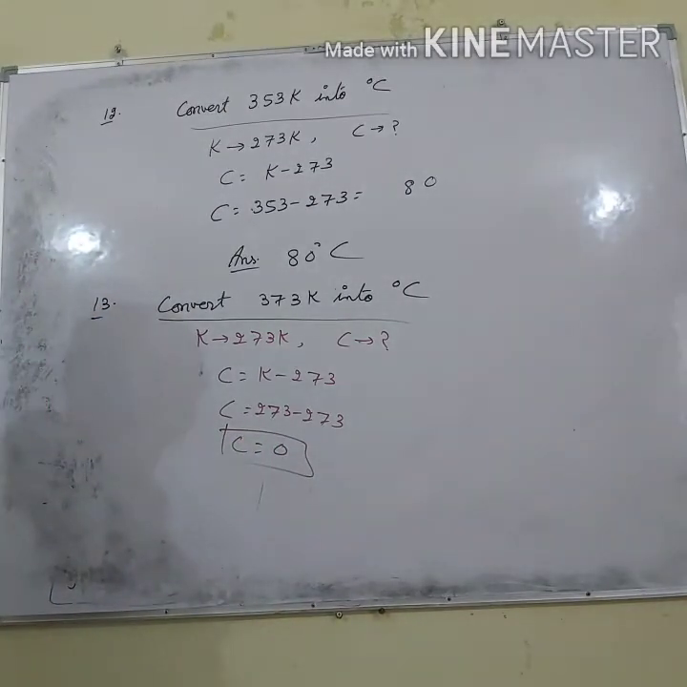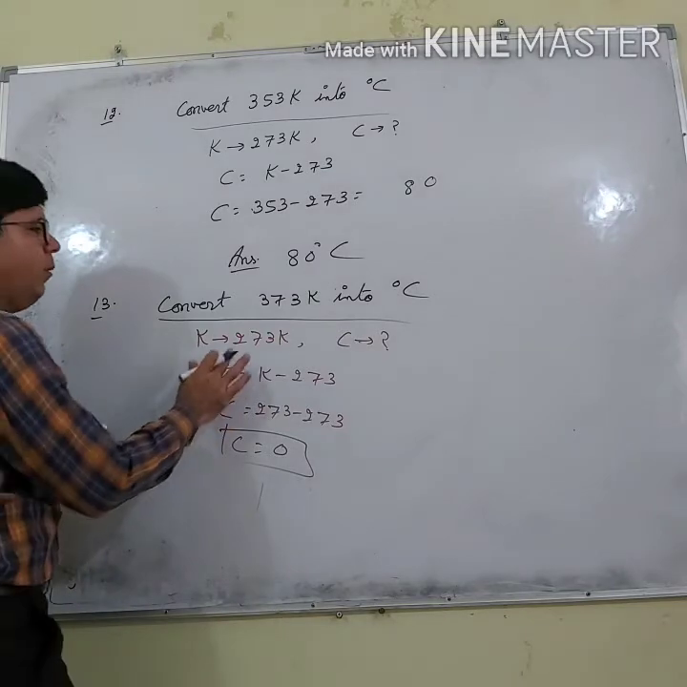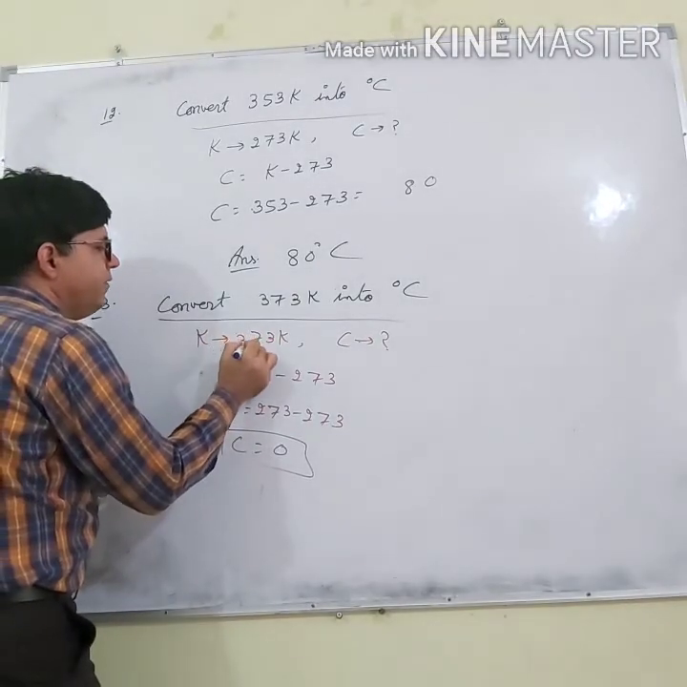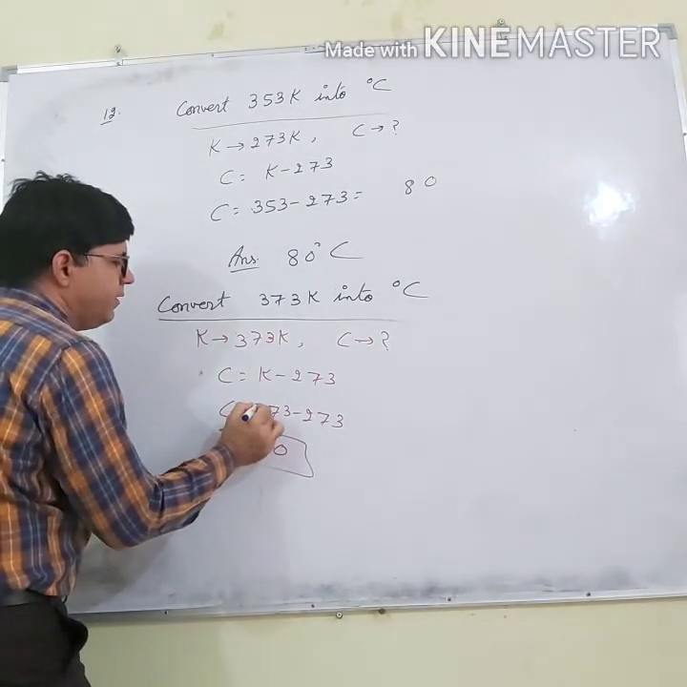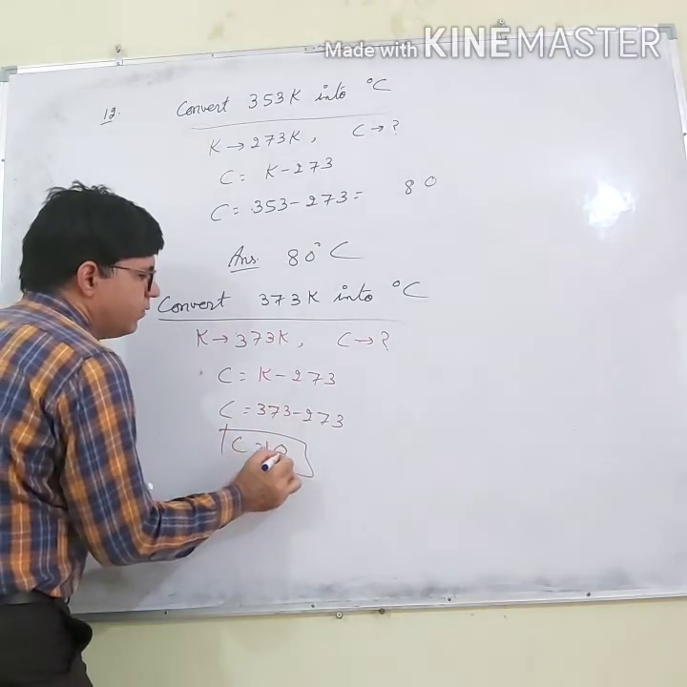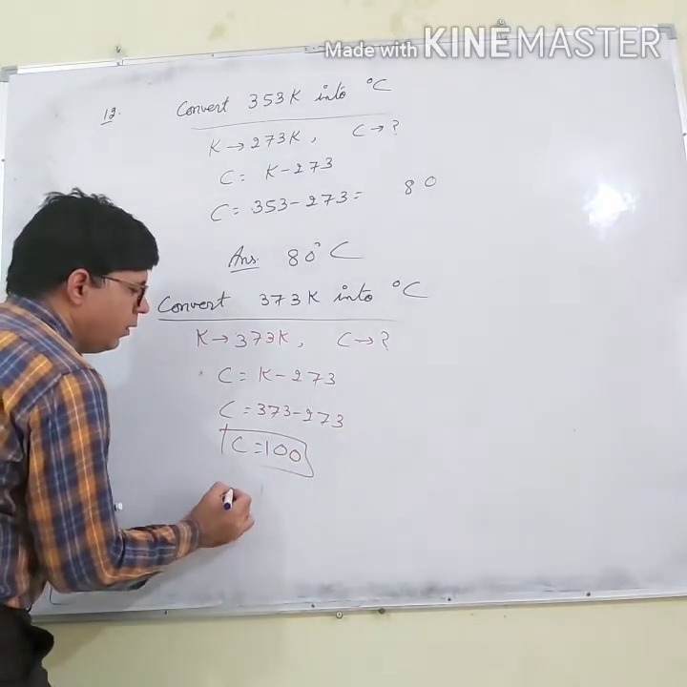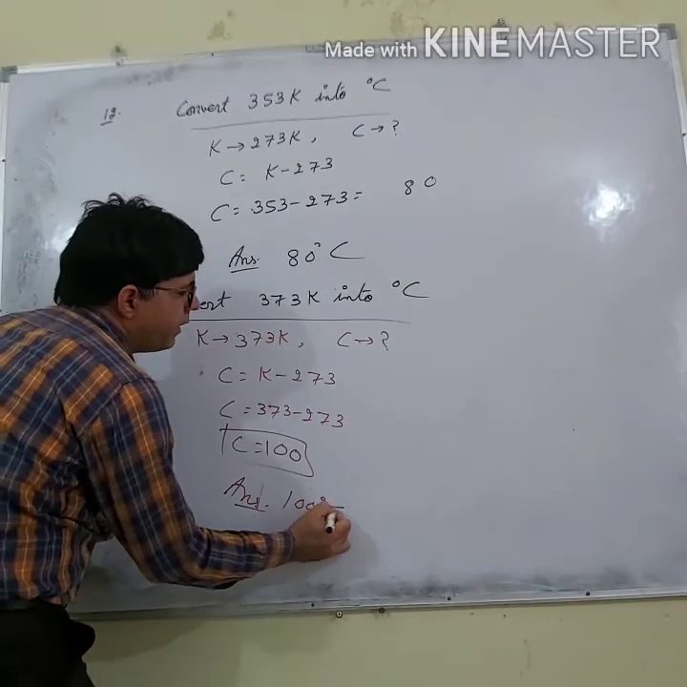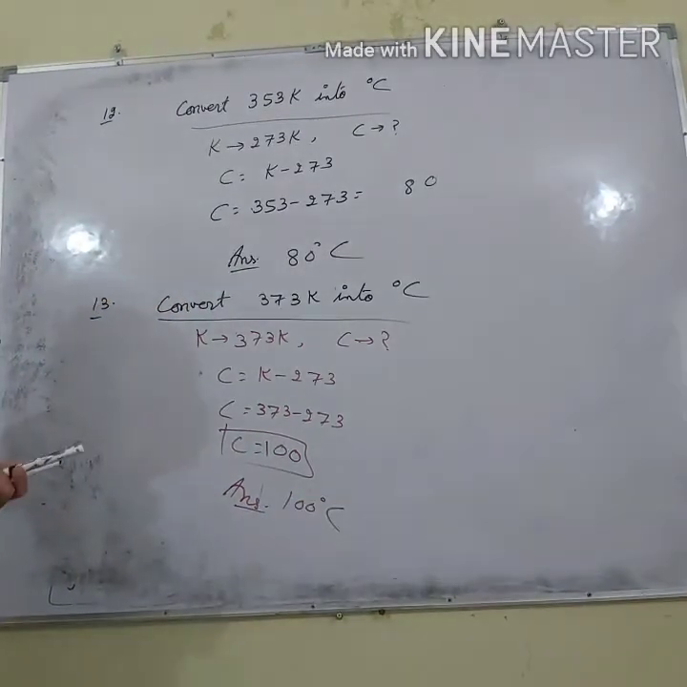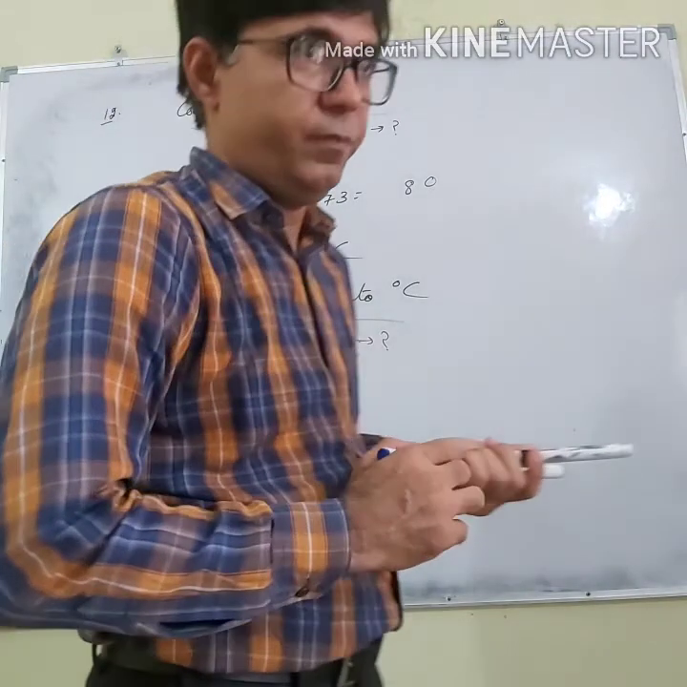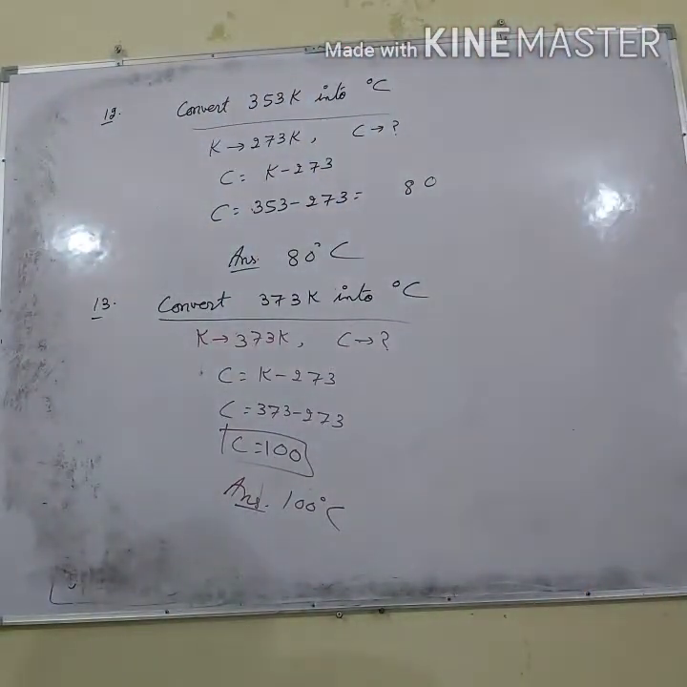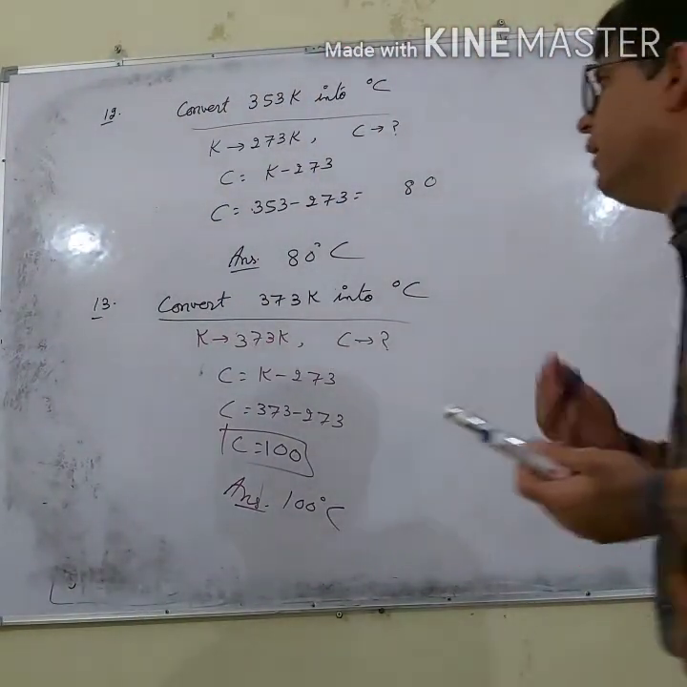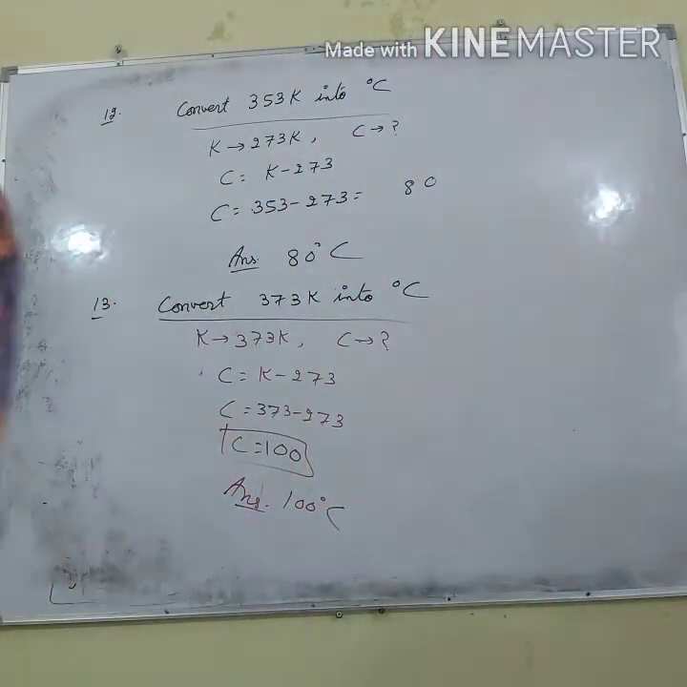But I have to calculate 373. No problem. Put it here: 373 minus 273. So what will the answer be? 100. So I can say that 100 degrees Celsius is equal to 373 Kelvin. What is 100 degrees Celsius? 100 degrees Celsius is the boiling point of water.